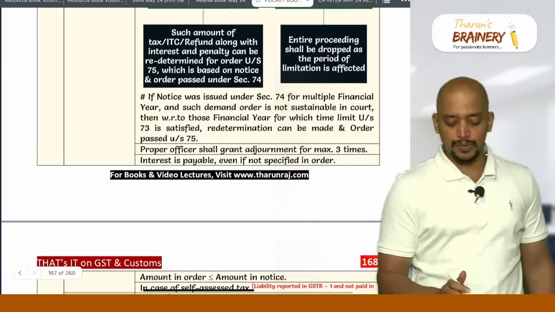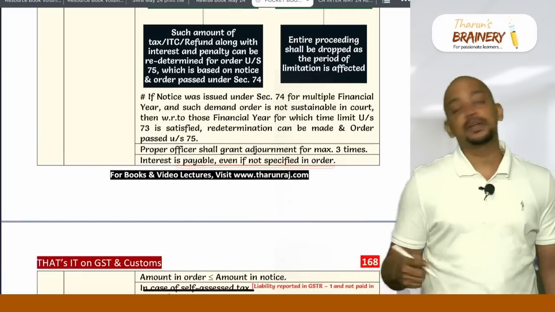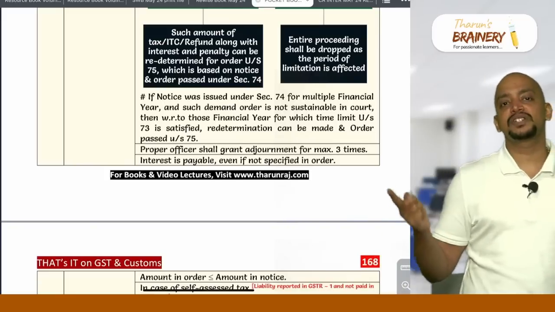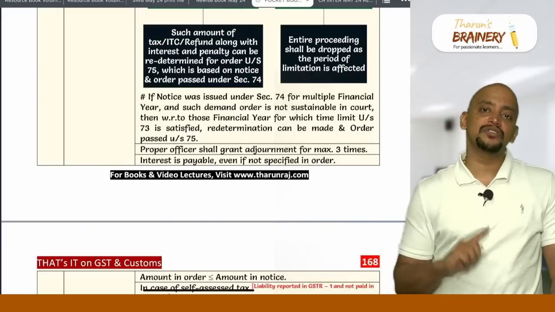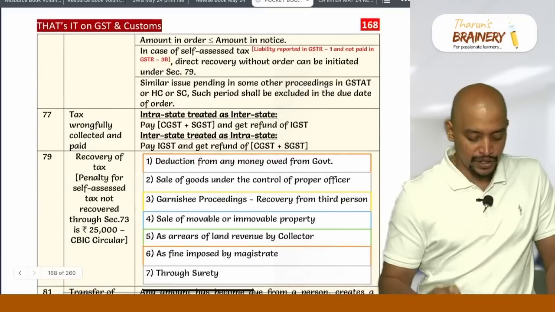Sir, penalty is not specified in the order, so is it payable? No. Interest, even if not specified in the order, we need to pay, but penalty only if specified in the order we need to pay, otherwise we are not required to pay.